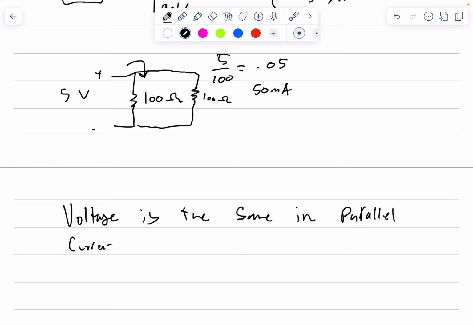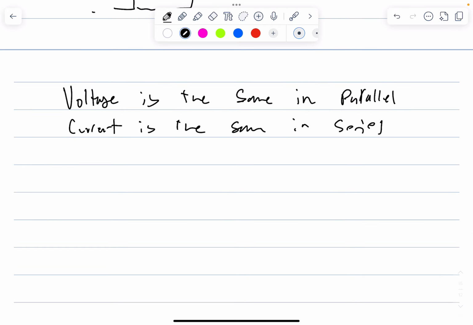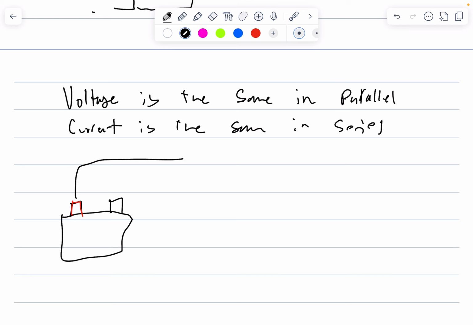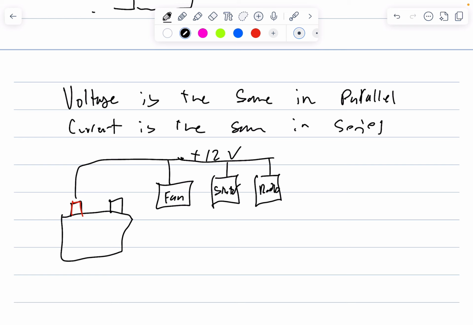Current is the same in series, right? So what I mean by that is if you have your battery source, your supply, I'm going to redraw a car battery. Everything your battery is connected to sees plus 12 volts. Whether it's your fan, or your starter, or your radio, they all see 12 volts, right?